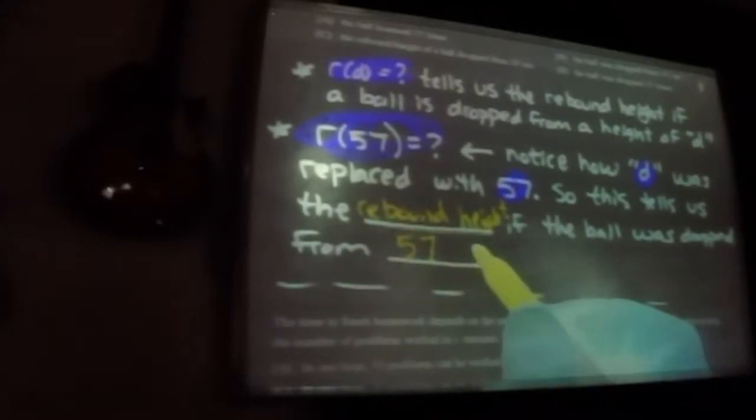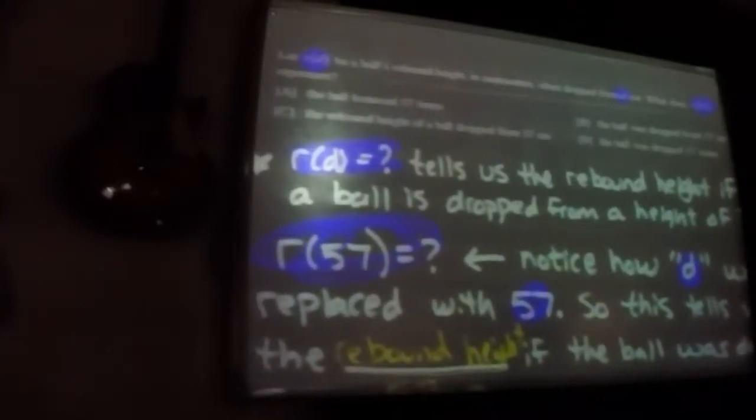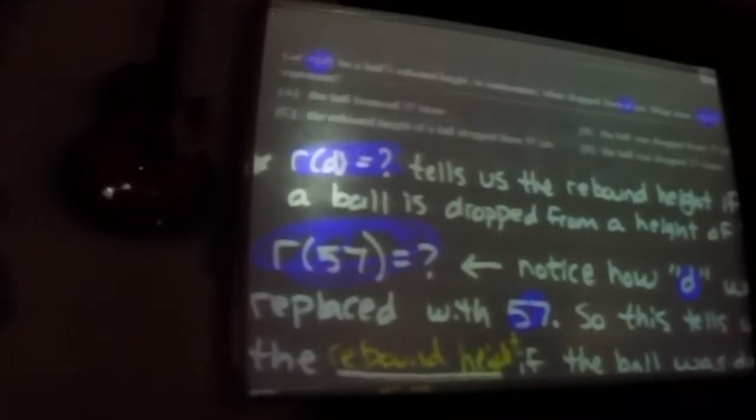If the ball was dropped from 57, I guess we're going centimeters here. And that's what we're looking for. So we replace the distance dropped with 57, so this will tell us the rebound height. We're not answering the question, we're just trying to interpret what it would mean if we did answer it. So which one is it? D. The ball was dropped. Yeah, okay, C, right here. Tells us the rebound height if the ball was dropped from 57 centimeters.